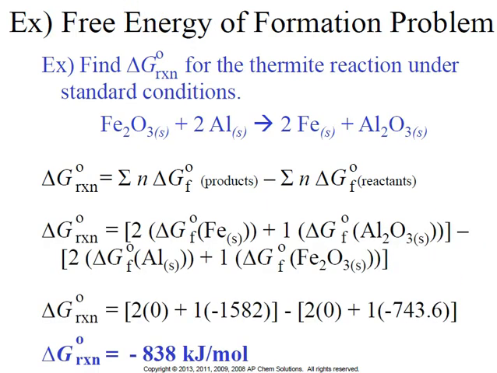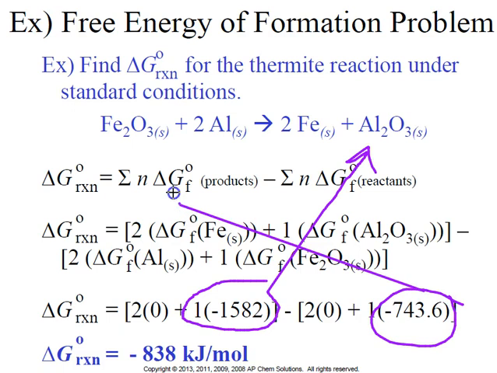So you can see they pulled the numbers here from some table. Here's the value for aluminum oxide, and here's the value for iron oxide. You see the subtraction sign. You also see the coefficients. Now they don't really matter here because we're multiplying by 0 for those, but if you have a coefficient, don't forget to include it in those calculations.